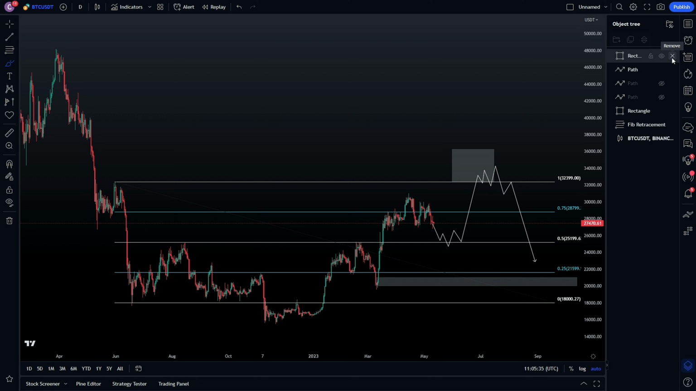Let me know your guys' thoughts about this scenario for the Bitcoin price. Let me know if you guys have any questions.